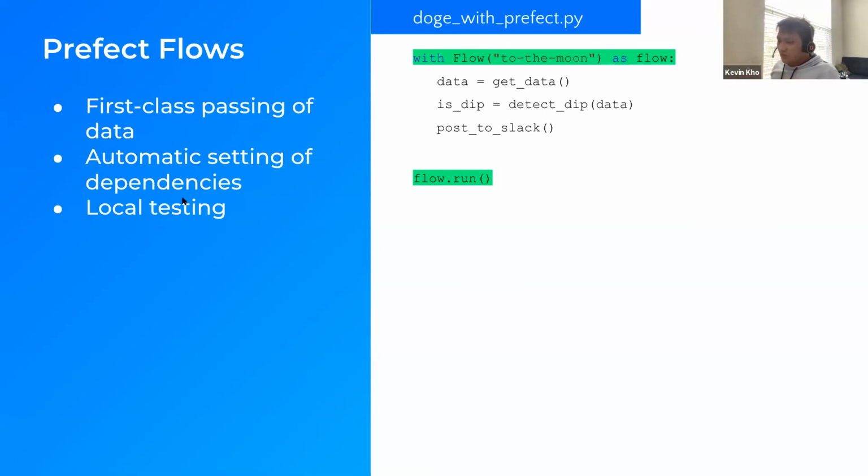And then lastly is local testing. Some other workflow orchestration systems, you need to spin up everything just to get a local test working. Whereas in Prefect, you can just run it like a simple Python script.